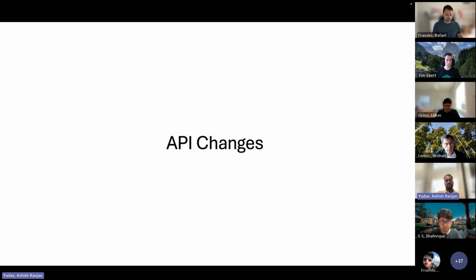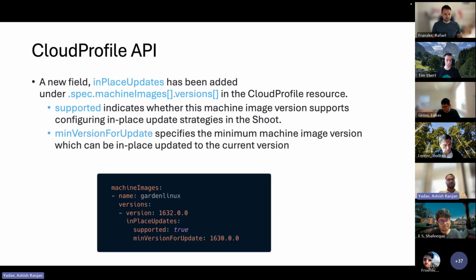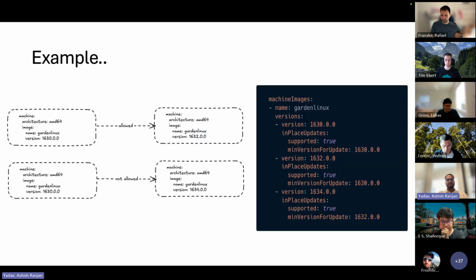Okay, so API changes. In the cloud profile API, a new field, in place update, has been added under the machine image version, which has two fields. One is supported, which indicates whether that particular machine image version supports the in place strategy or not. And the second one is minimum version for upgrade, which specifies the minimum image version needed in order to update to that current version. I'll explain that with a simple example.